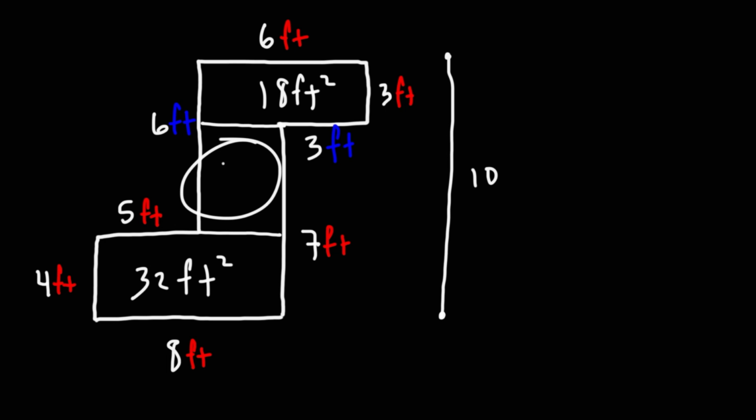Now let's focus on the middle rectangle. So we need to find the length and the width of that rectangle. How can we do that? So notice that this side length is 8 feet and this part is 5. 8 minus 5 will give us the remaining part here, which is 3. So this is 3 feet, and I'm going to color code that.